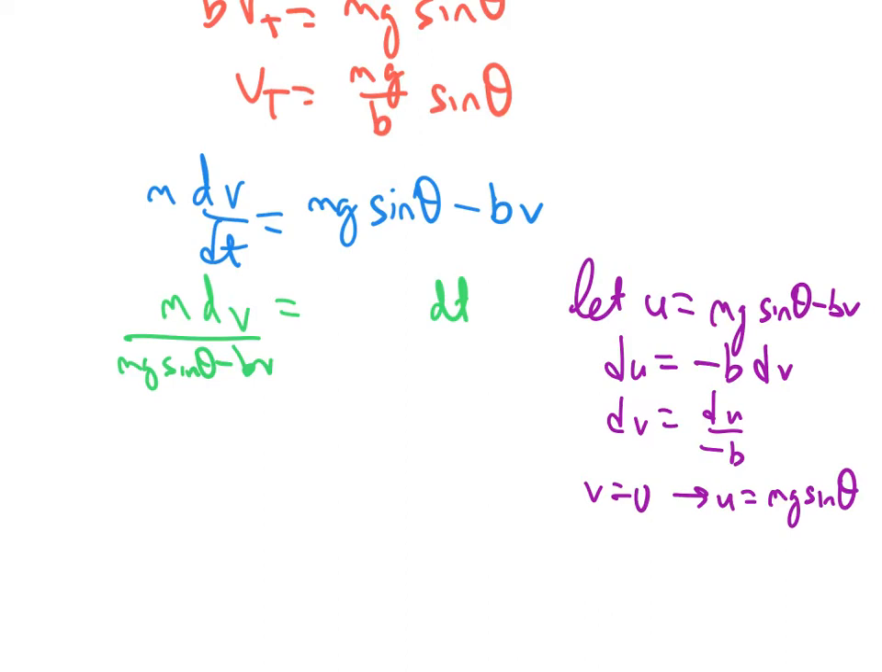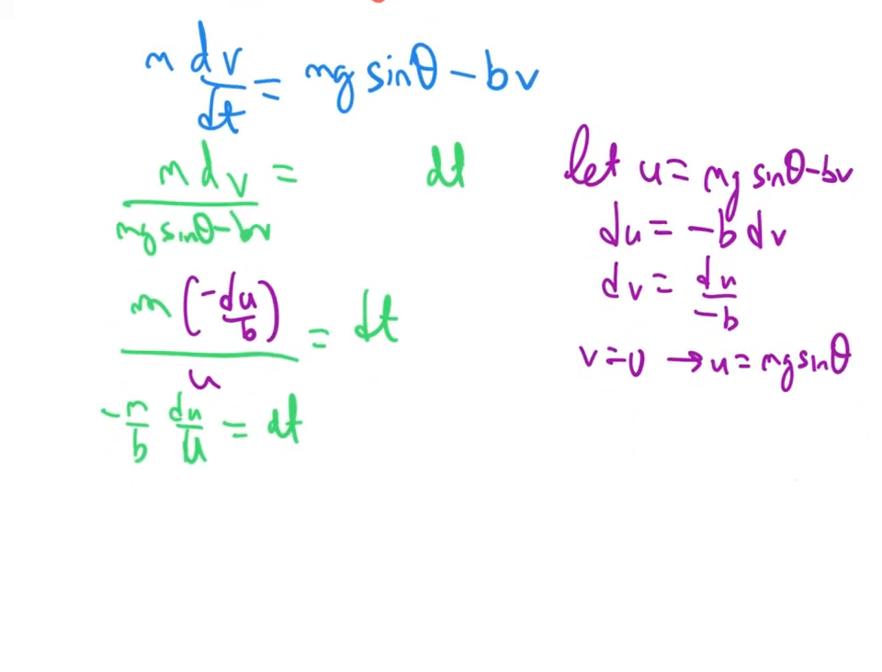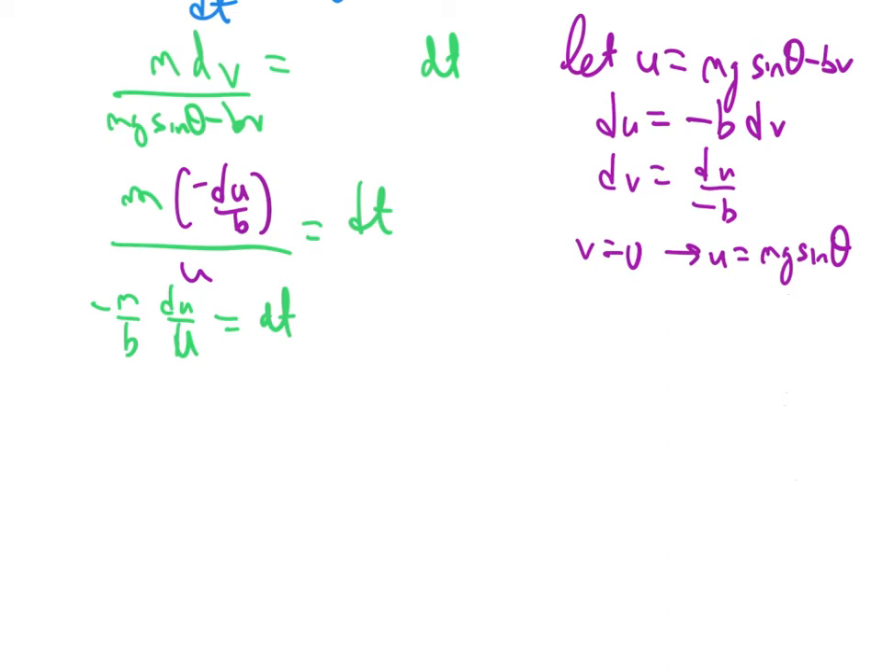So we go back over this and we say, well, m times minus du over b over u equals dt. And I'll probably play around with that a little bit. So let's say we've got minus m over b, du over u is dt. That's a suspicious sounding thing because, hey, that du over u is a very familiar thing we come up with, right? So then we say maybe du over u is minus b dt over m.